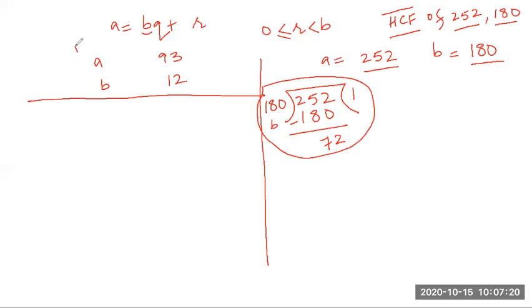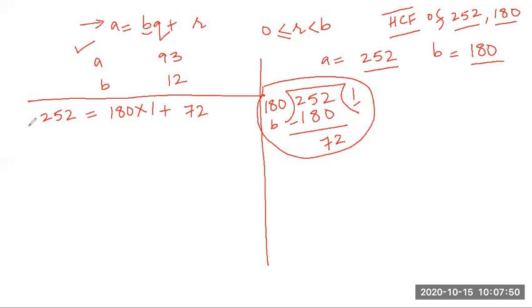I will do this example later. There's a small confusion in this, that's why I shifted to this example. So here, how will I write? In this form, I can write 252. This is my A is equal to BQ plus R. B is 180 into what is Q in this case? Q is 1 plus what is the remainder? 70. Very good. This is my first step.